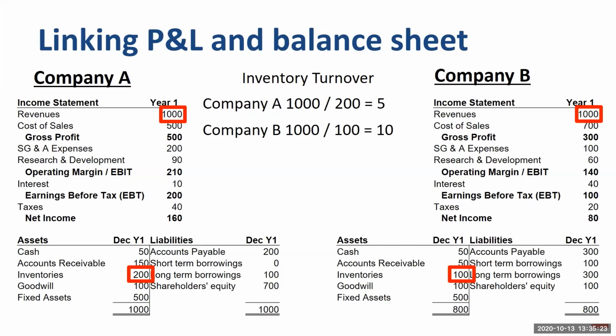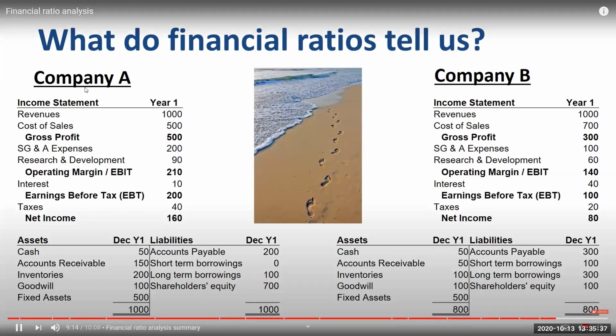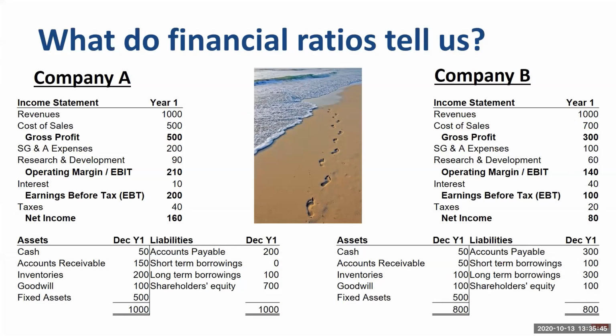So what do financial ratios tell us? Can we say, based on calculating these financial ratios, that company A is in better financial shape or company B is in better financial shape? Not necessarily. Financial ratios do provide us with clear information about the financial footprint of a company and deepen your understanding of the strategic and operational story behind the financial numbers.